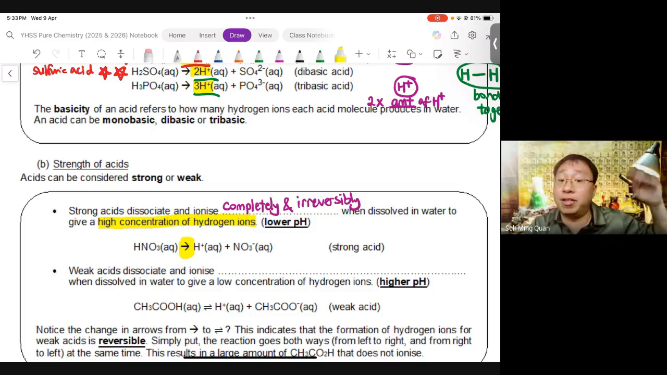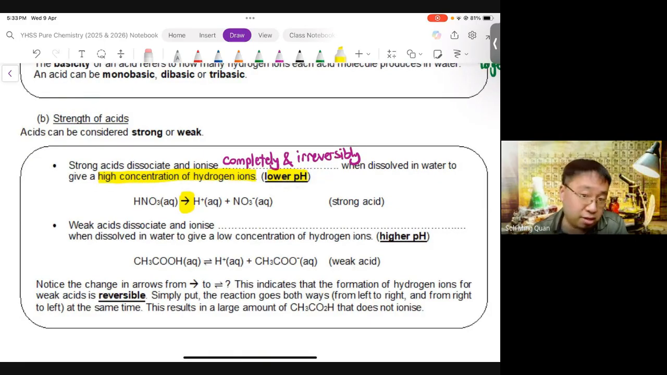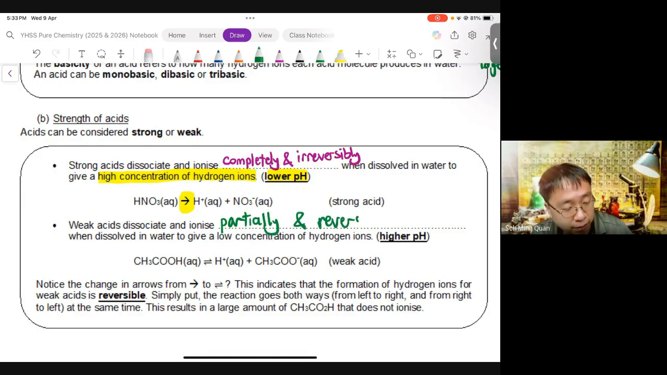If they have a higher concentration of H+, the pH is lower. We will see the formula for pH later. Higher H+ concentration actually causes the pH to decrease. Next, weak acids, on the other hand, dissociate partially and reversibly. Now you can see this in the dissociation of ethanoic acid.